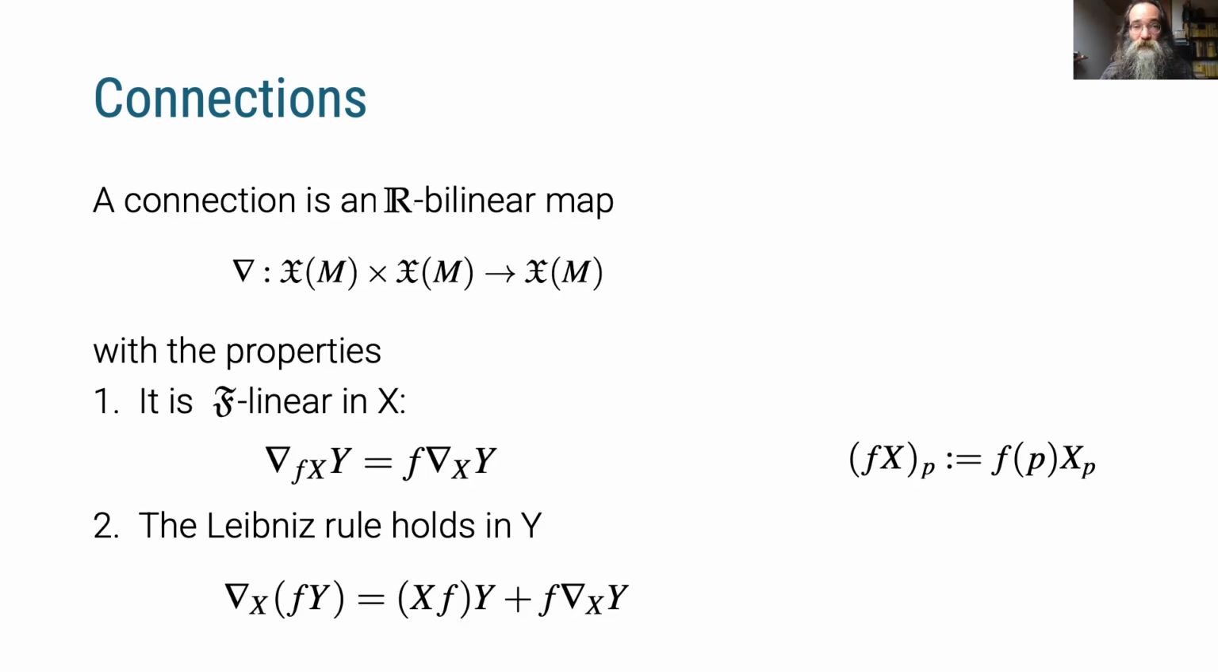So first of all, it has to be R bilinear, so in each entry it has to be R linear, but in the first entry it again has to be f linear, so you want to be able to pull out the whole function from the argument x, where again multiplying a function by a vector field is defined pointwise. And in the second entry, the Leibniz rule holds, the product rule. So nabla x of f times y is just x applied to f times y plus f nabla x y.